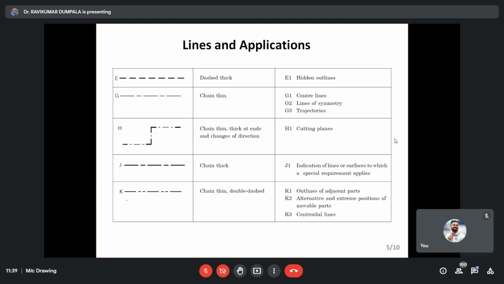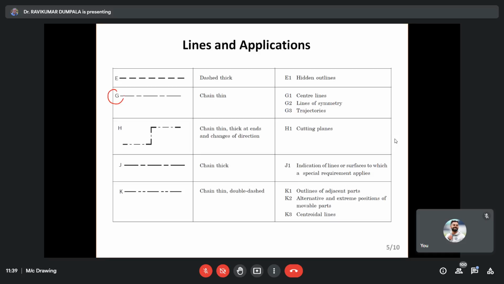Hidden outlines, you know, right? We generally call them dotted lines, but actually they are not dotted. We will not have any dotted lines in engineering drawing. It is a dashed thick line for hidden outlines. If you observe carefully, it is easy to just do the dot. You might have put dots everywhere, whether drawing the axis, center lines, or even hidden lines. But actually they are not dots, they are small dashes. So the dash thick line is for hidden outlines.